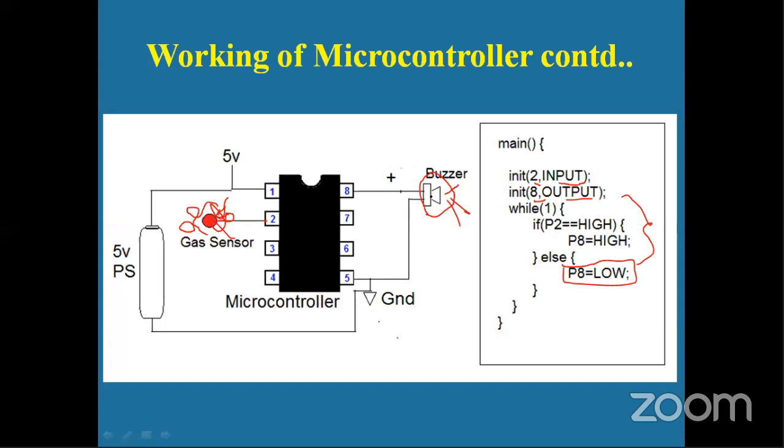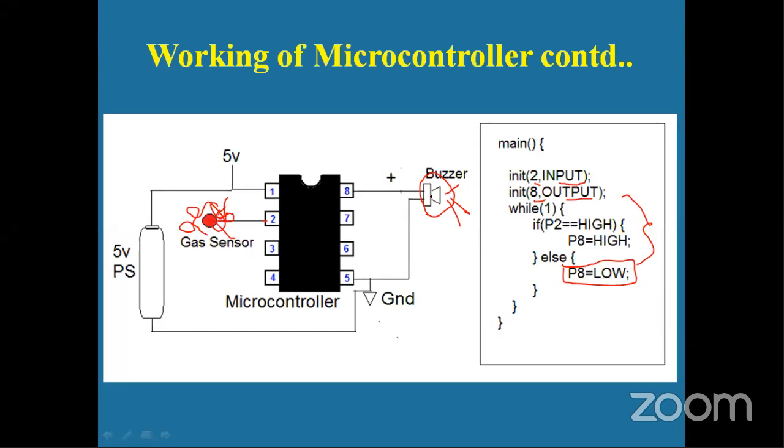Just look at how simple this is. By writing only 4 lines of code, using a simple microcontroller, a gas sensor and a buzzer, we can develop a safety system. Connect a buzzer to pin number 8, connect the gas sensor to pin number 2, write these 4-5 lines of code, put it into the microcontroller, buy a microcontroller for 50 rupees, take a power supply of 30 rupees, a buzzer of 5 rupees, and a gas sensor, a little expensive, 125 rupees.